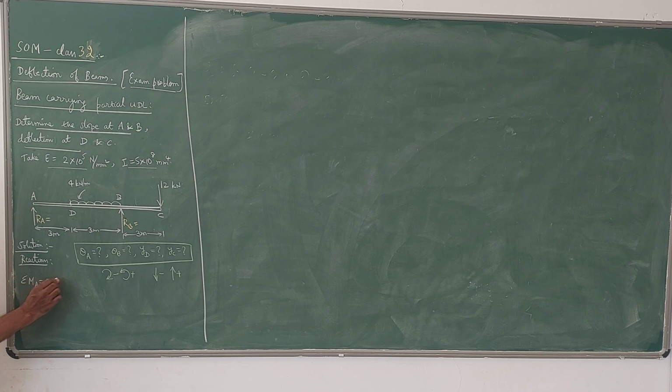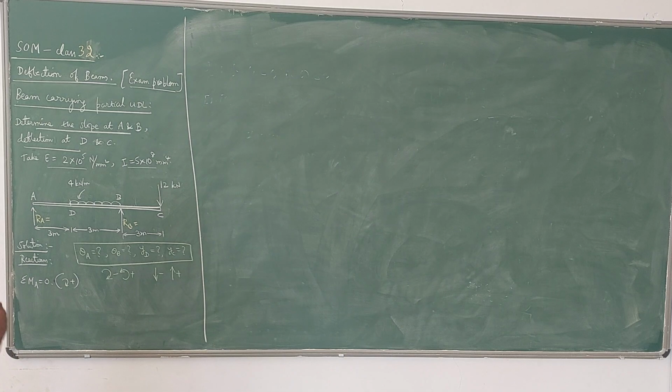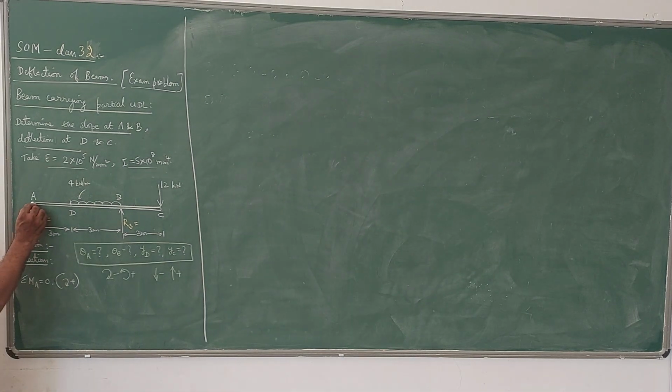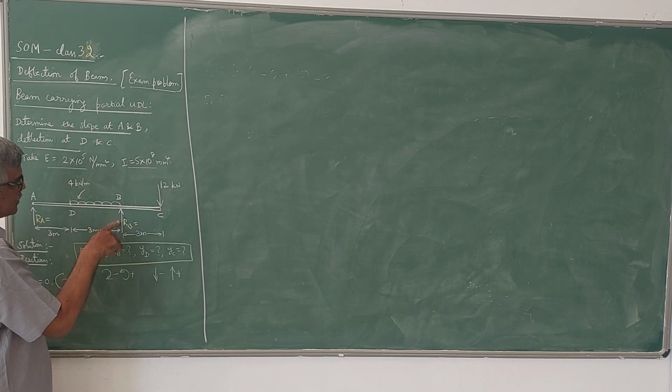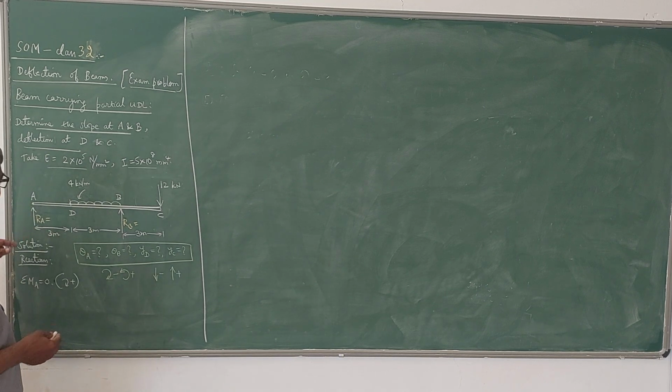The first equation I am going to use is sigma MA equal to 0. So when we are using that equation, I will take clockwise moments positive, anti-clockwise moments negative. Now I have to write the moments due to this UDL, this concentrated load and this reaction about the point A. So distances should be measured from point A.